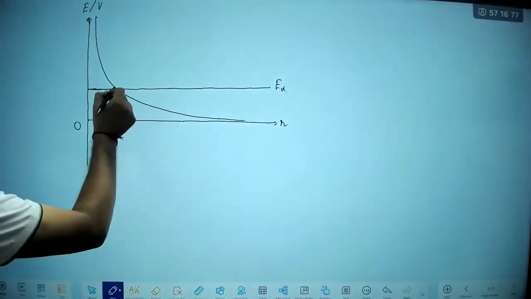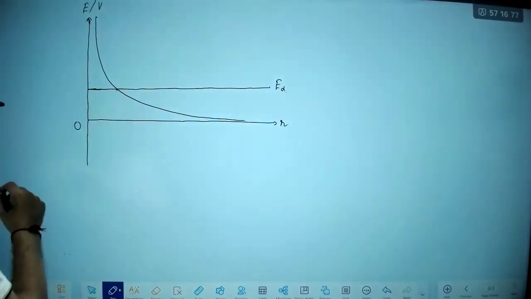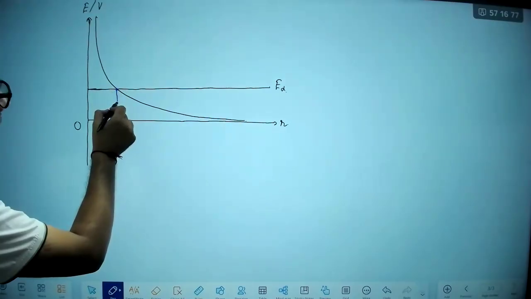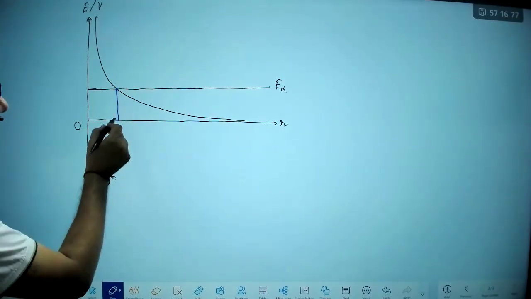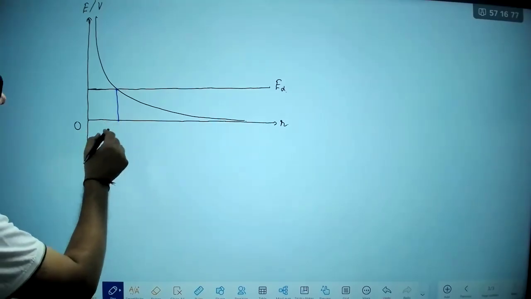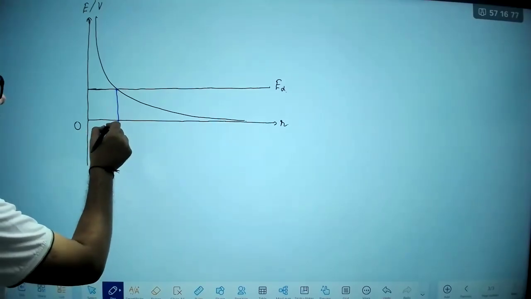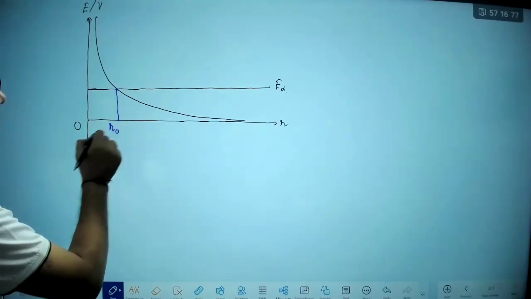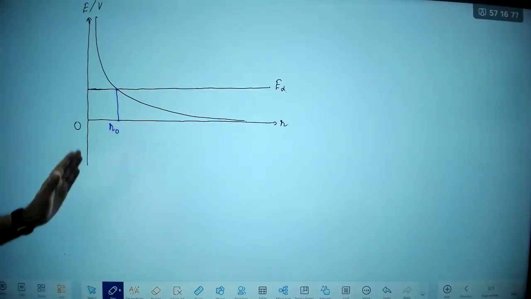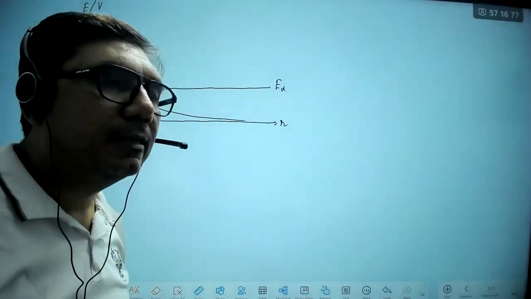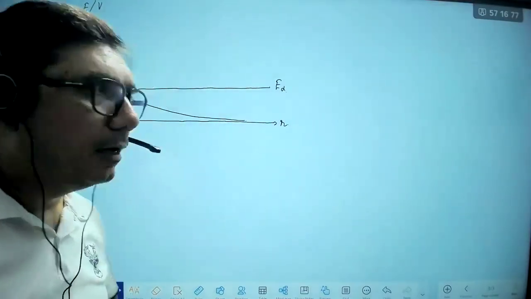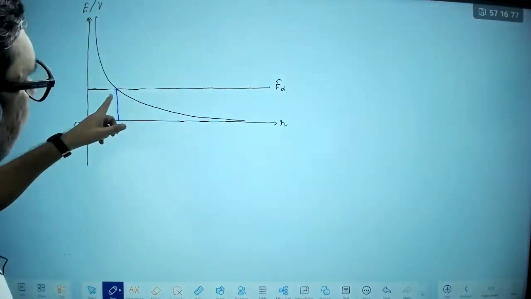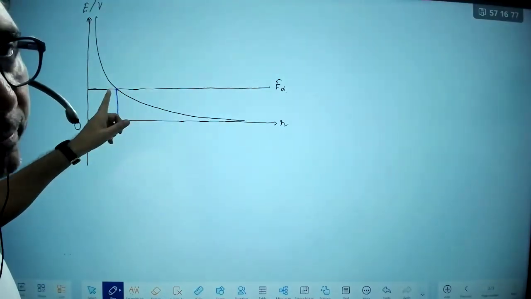So where is the turning point? This is the turning point, beta. Here, if you draw the perpendicular, this will be the position of the turning point. I call it R naught. So R equal to R naught is the turning point. At this point the potential energy is equal to the total energy. Total energy and potential energy become equal at this point. Correct, beta? Okay?